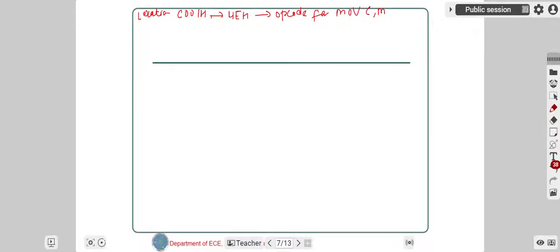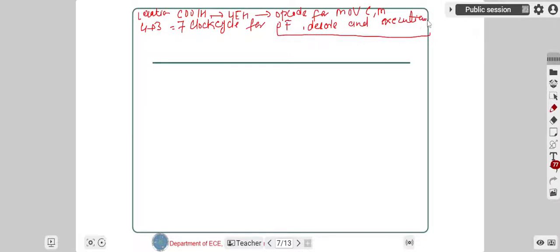The instruction would require in total 4 plus 3 equal to 7 clock cycles. So this instruction is somewhat different than that of MOV A,B because it requires 3 additional clock cycles for opcode fetch, decode, and execution. So for performing these three operations, it would totally require 7 clock cycles.